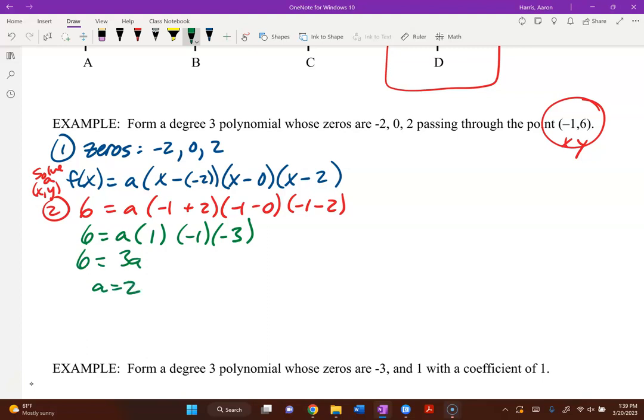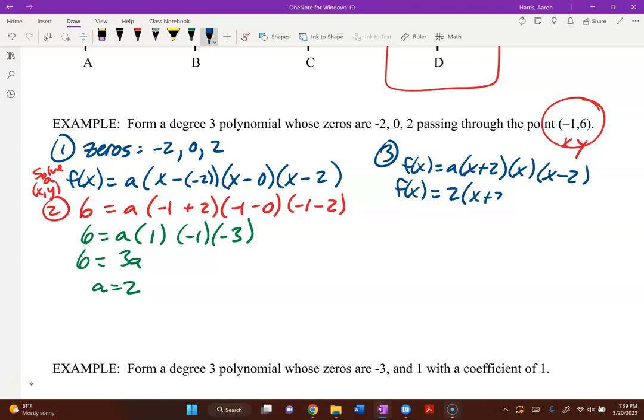So it looks like a must be 2. So now we have it. We have our zeros. So we have this function, f of x equals a, x plus 2, x minus 0, x minus 2, and we have our a value. And we could multiply all that through if we wanted. All right, let me take that through.